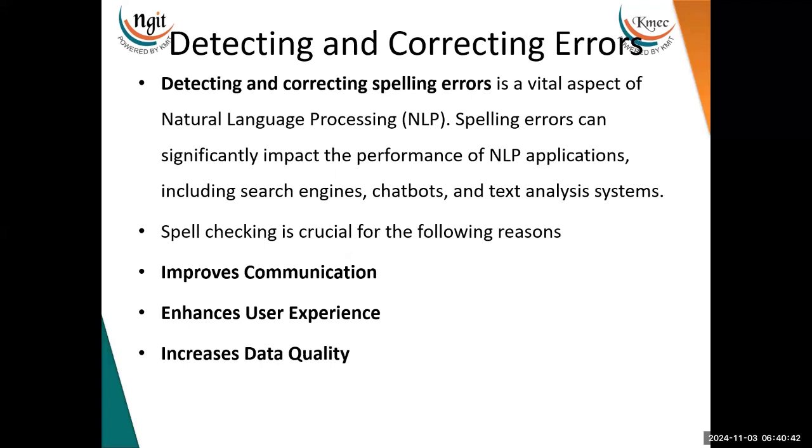Spell checking is crucial for the following reasons. First thing is it improves communication. Correct spelling will always ensure clarity and understanding. That's how our written communication will be more effective. Second is it enhances the user experience. Search engines and text editors, which provide automatic spelling corrections, are a good example. Next is it increases data quality. When you have cleaned and processed data without any spelling errors fed to a model, the model will work accurately and there won't be any kind of errors.